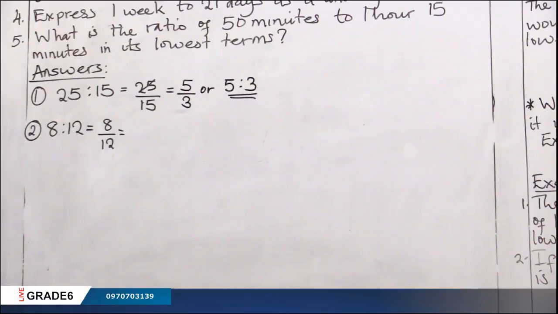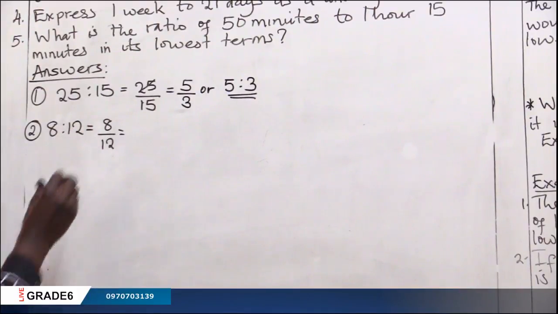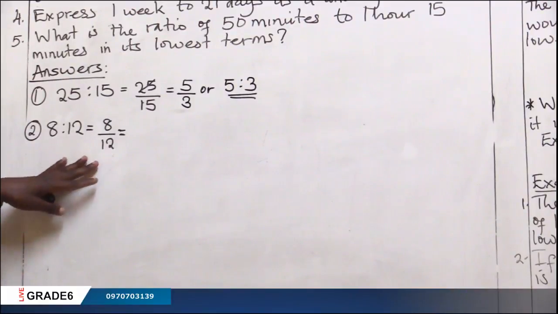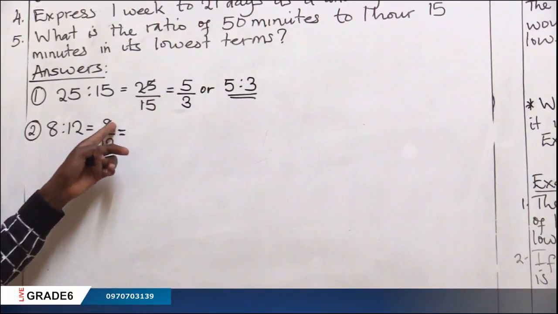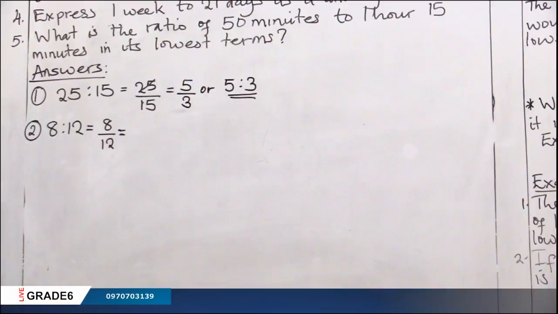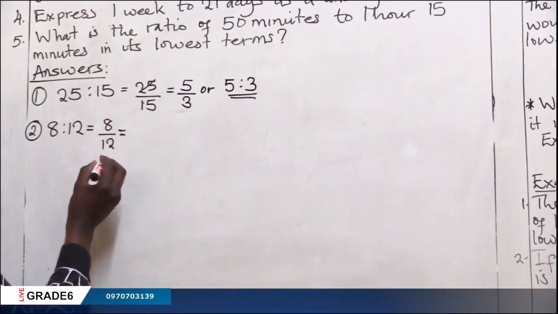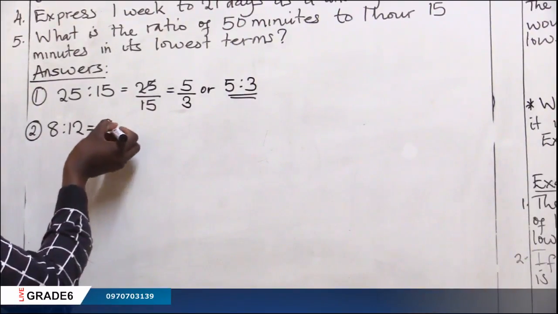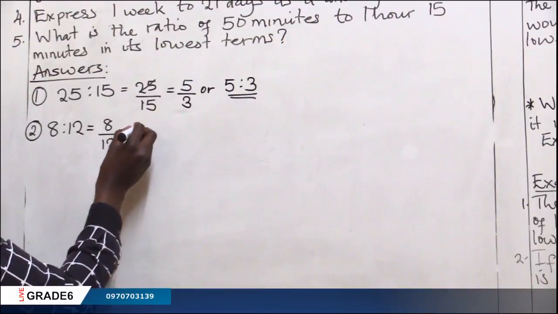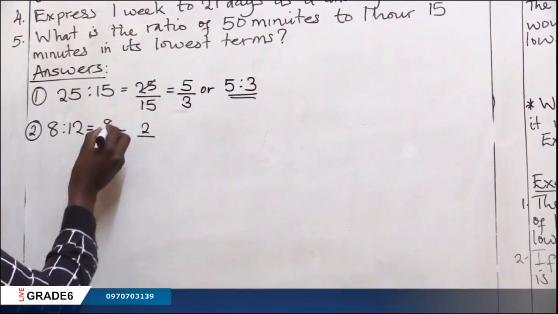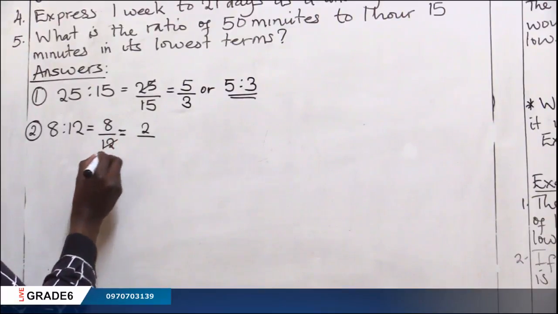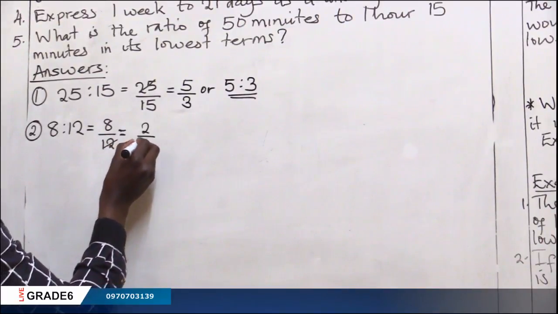Therefore, we reduce these two numbers to their lowest terms. We look for a factor that can go in 8 and in 12. The factor that can go in 8 and 12 is 4. 4 into 8 is 2, and 4 into 12 is 3.